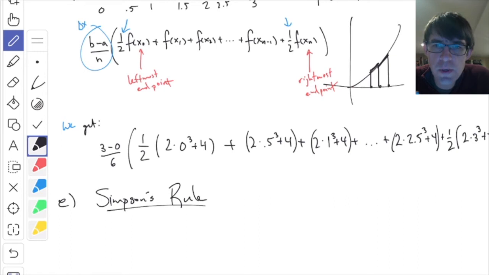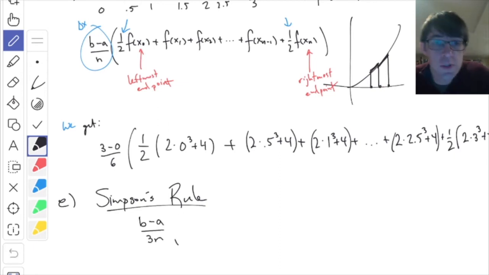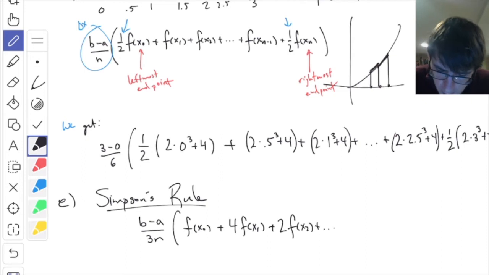Simpson's Rule is the most accurate of all of these approximations. Anyway, you have to remember Simpson's Rule has a formula that's a little weird, but not terribly weird. So first of all, the outside has b minus a over 3n. Why the 3? Well, it's complicated, but this is what it works out to be. And then the inside has no half there. It has a 4 on this second one, then a 2. And then in here, the coefficients alternate. 4, then 2, then 4, then 2, etc.